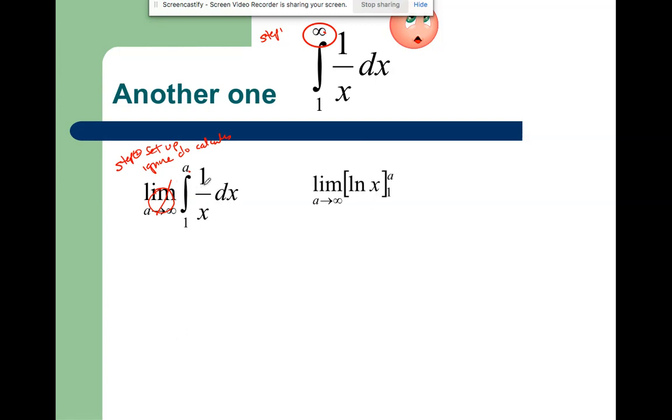The antiderivative of 1 over x is ln of x. I'm still going to ignore the limit part. I'm going to do the integral evaluation theorem: ln of a minus ln of 1. Hope you know that ln of 1 is 0. Was still ignoring the limit.